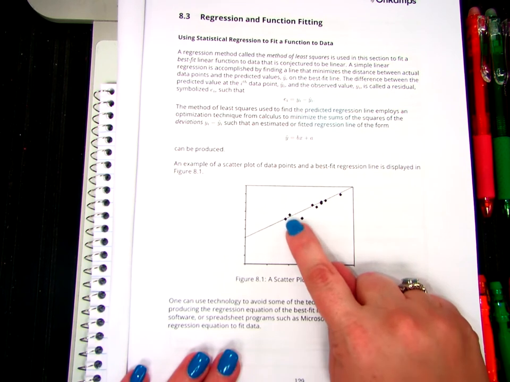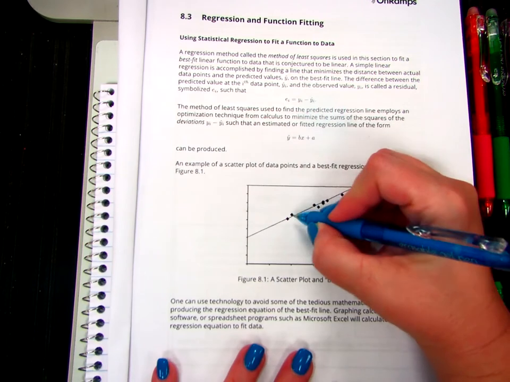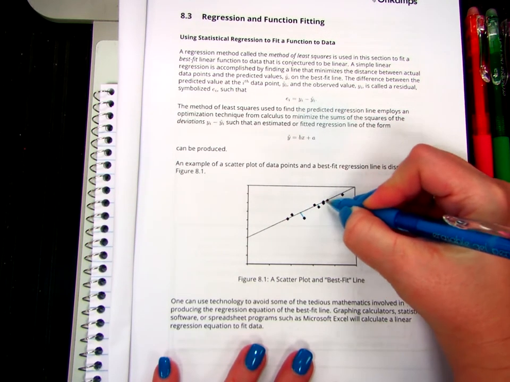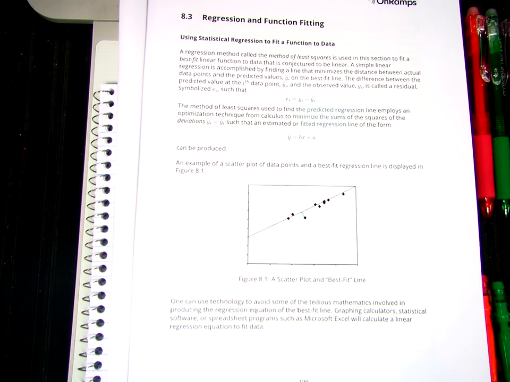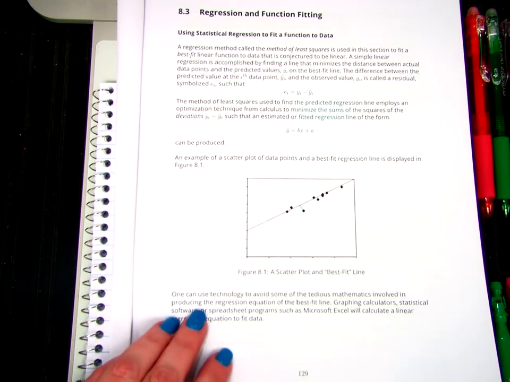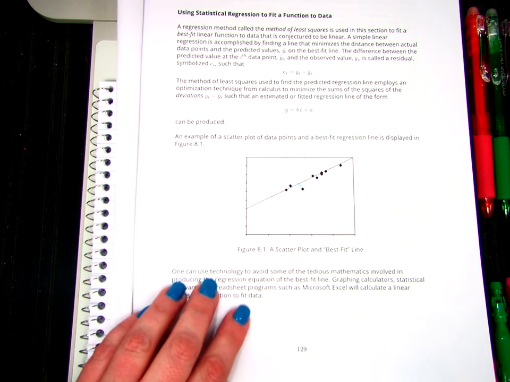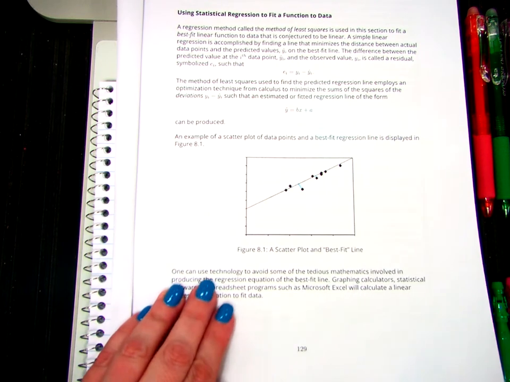Okay? And so we're looking for, if you were to calculate the distance between each and every one of these points and the line, the one that you want is the one that's going to have the smallest distances between those points and that line. Okay? So that's kind of what your calculator is performing when you do this with your calculator. So we will be using technology to avoid some of the tedious math involved in trying to find where our points are going to have the smallest distance from that line.